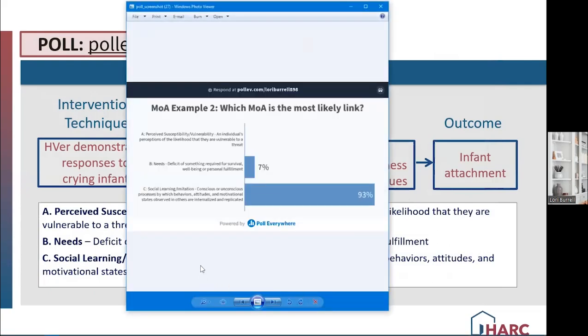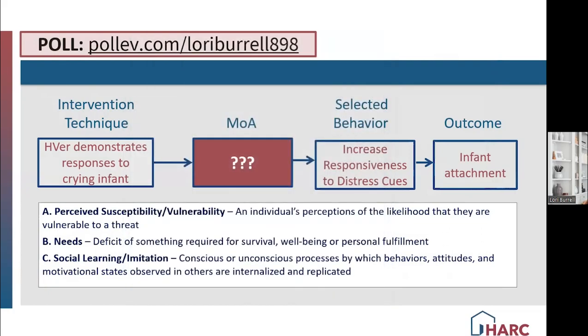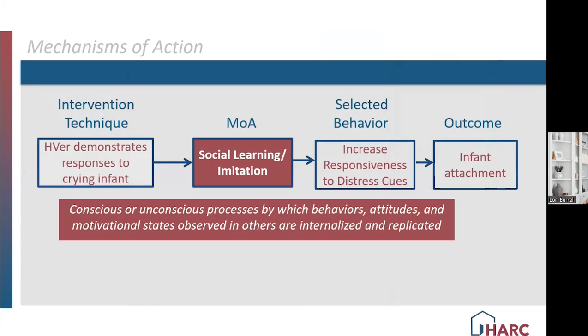So the majority of folks answered C, social learning and imitation. One more second to back out of this. And yes, it is social learning and imitation. By demonstrating responsiveness to an infant's distress, the home visitor gives the caregiver an observable example to imitate, thereby increasing the caregiver's positive responses to their child's distress and thus promoting secure attachment.